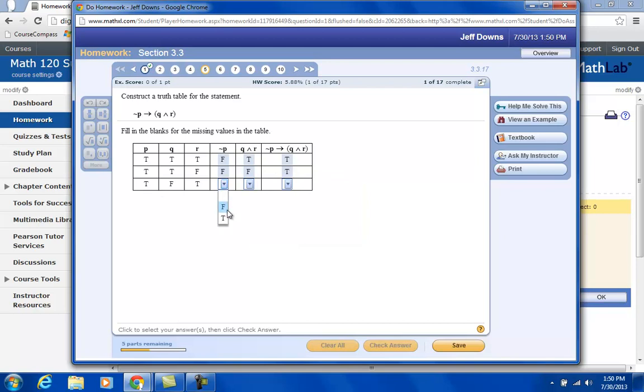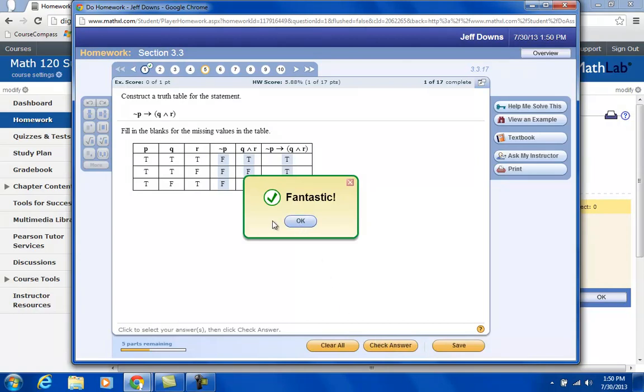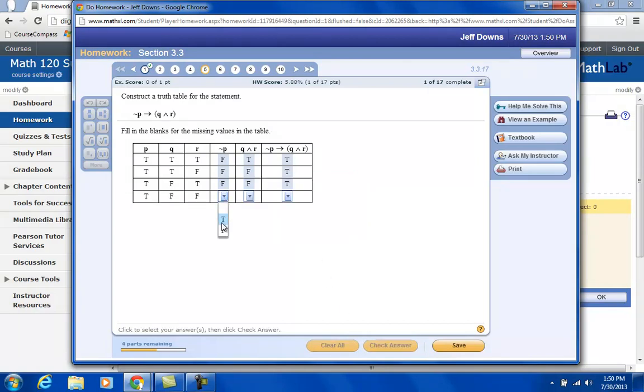So we have false for P. False and true is still false. If false, then false is still a true statement. I know that messes people up a little bit. And we have false. False and false is false. That's still true.